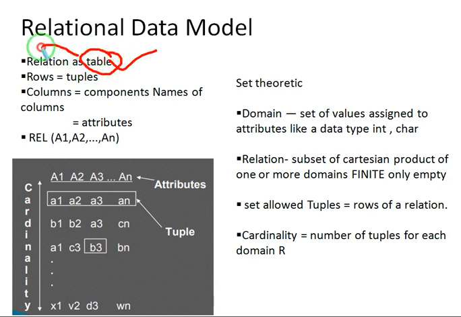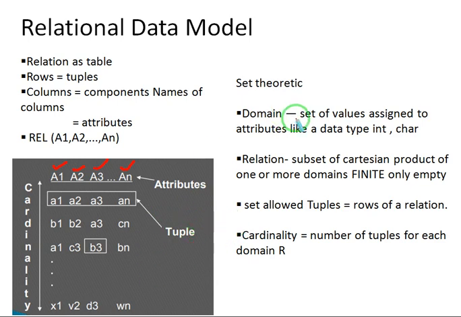Table means relations. Tuple means rows. Column, the name of the column, is an attribute. See here, the basic structure of your relational data model. These are the attributes A1, A2, A3 up to AN. So these are the attribute values, and this specific set of attribute values for a single record, that is a row of a table, is termed as a tuple in a relation.